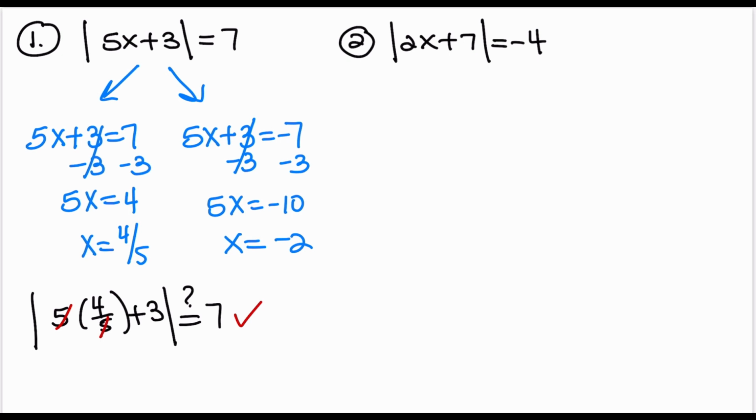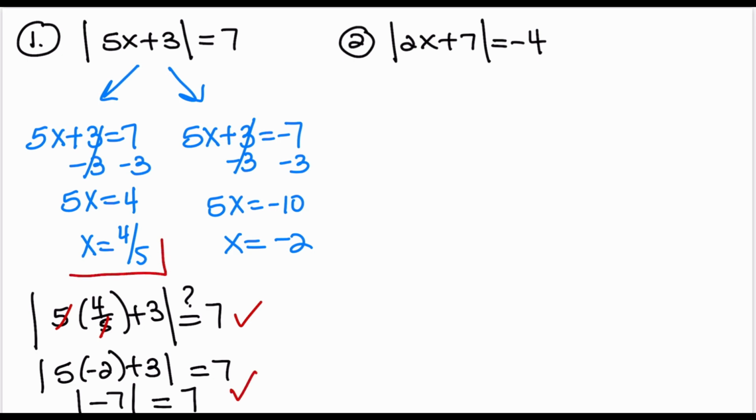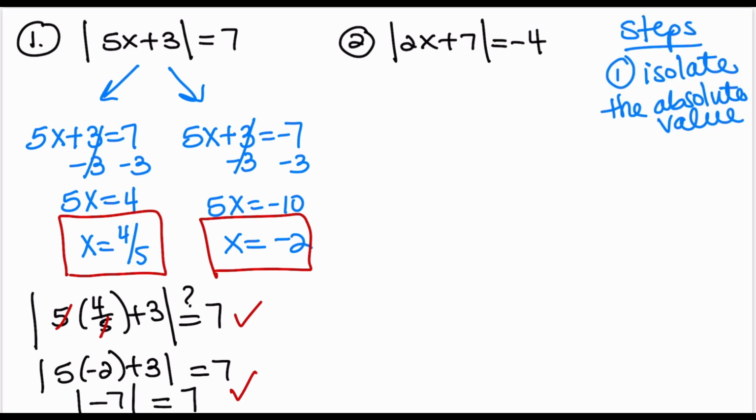I'm going to go ahead now and substitute the -2. I get the absolute value of 5 times -2 plus 3, and I'm checking to see if that absolute value is equal to 7. 5 times -2 is -10, and -10 plus 3 is -7. But yes, the absolute value of -7 is 7. So yes, this solution works as well. So both of these are going to be the solutions to this absolute value equation. So let's go ahead now and take a look at question number 2.